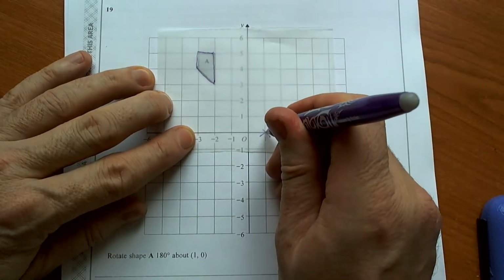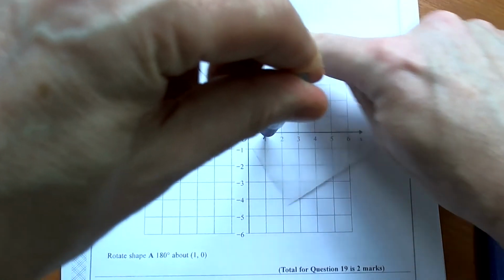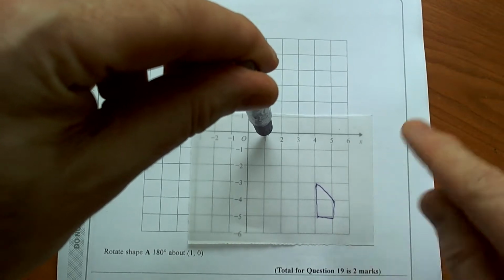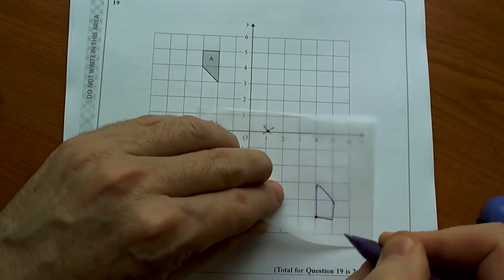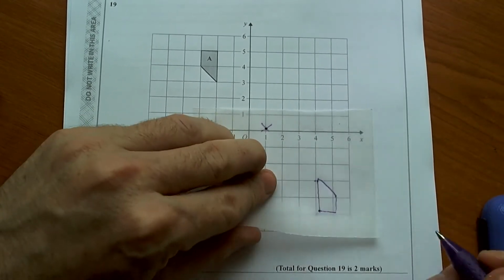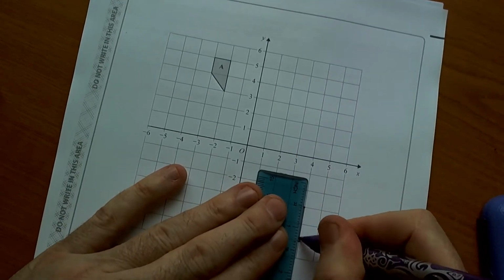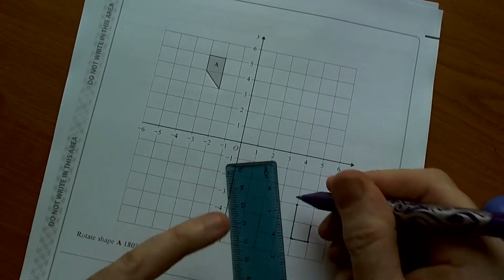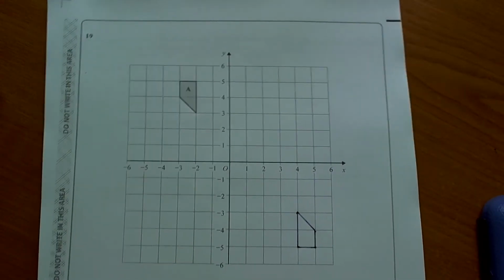So now I'm going to put my pen into the paper there, and I'm going to spin this round to the right 180 degrees, and that's going to take us down there. So what I'm going to do, I'm going to press into the paper. I can see where I've got to go there and there and there and there. Then I'm going to take my ruler and I'm going to draw the shape in. And that's that one done.